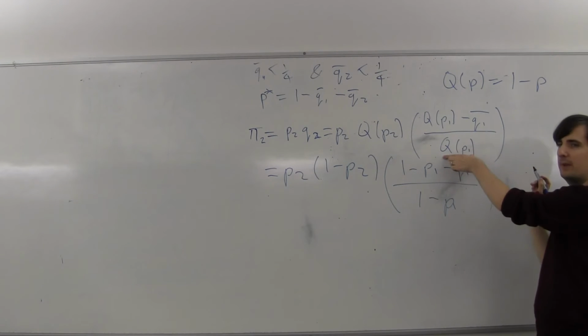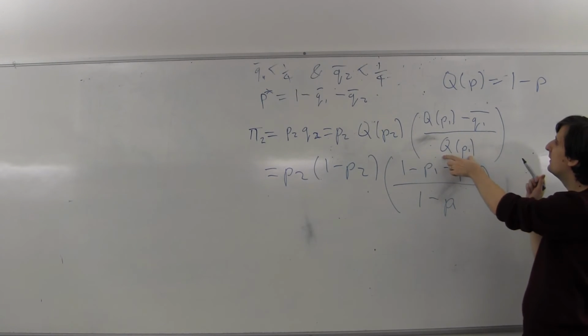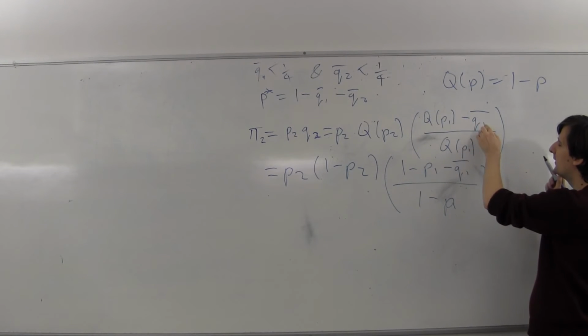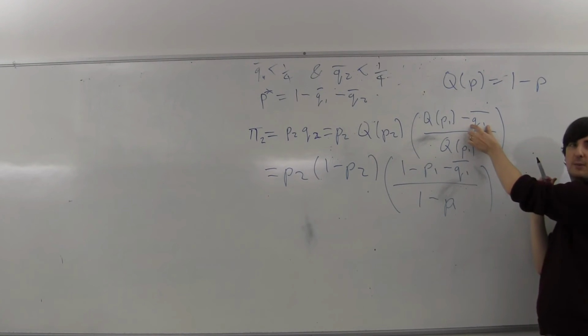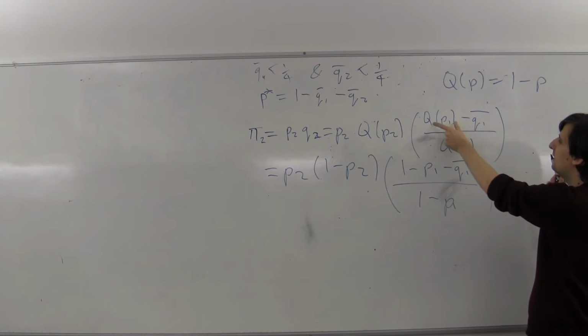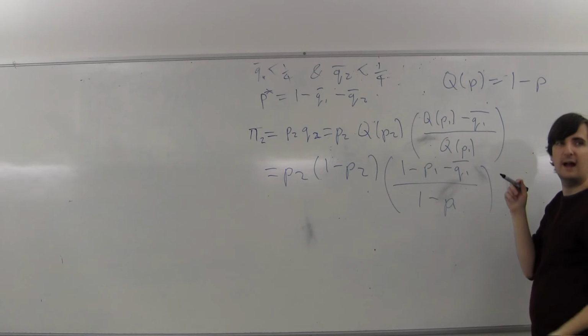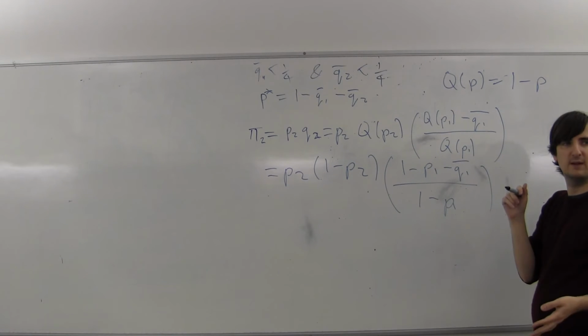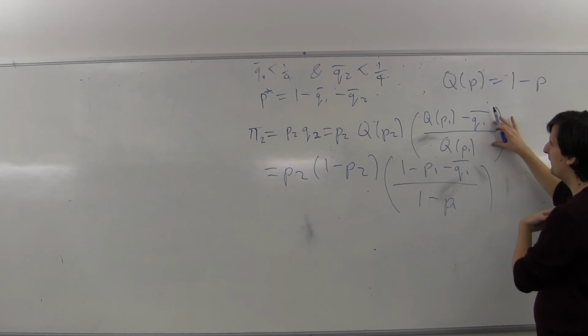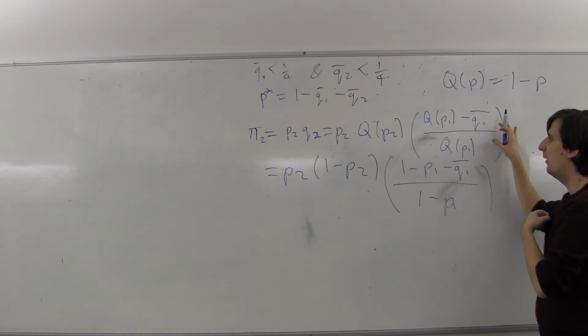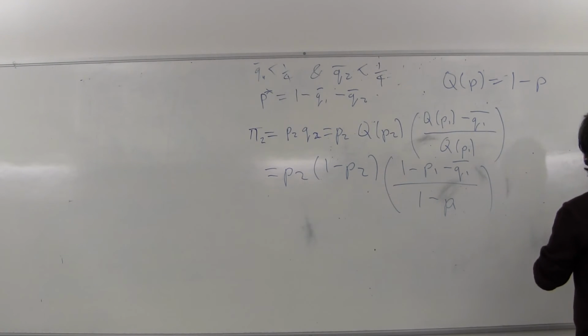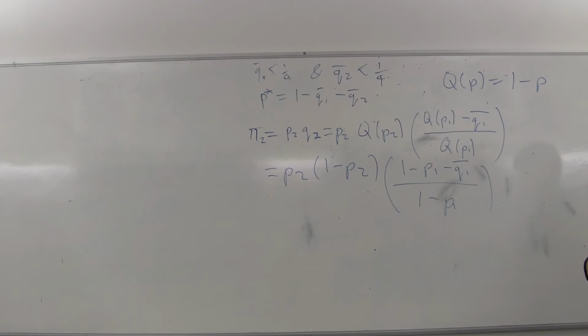Q of P1 people want to buy from the cheaper firm, but only Q1 bar of them are going to be able to buy from the cheaper firm, because that's the capacity of firm 1, the cheaper firm. So Q of P1 minus Q1 bar of them are going to have to buy from the more expensive firm. They're going to be rationed. So this was your probability of getting rationed. Then there was a probability of Q of P2 divided by Q of P1 that you're prepared to buy from a more expensive firm.